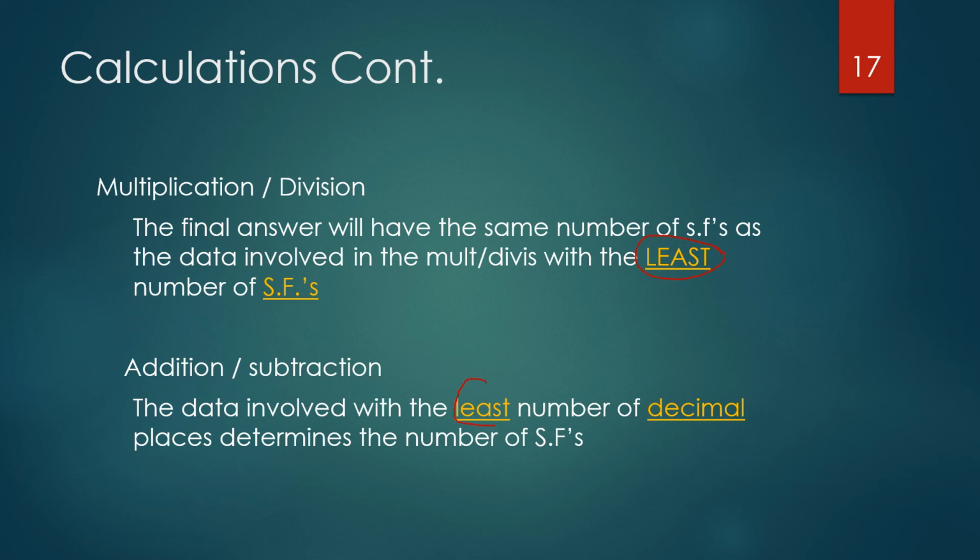But what's different about the two is when you're doing multiplication and division, you're looking at significant figures as a whole. You're counting all the significant figures in the numbers involved in the problem, and you're picking the one with the least amount of significant figures. For addition and subtraction, you're not looking at significant figures as a whole. You're looking at just the spaces after the decimal point. Let's do some examples.